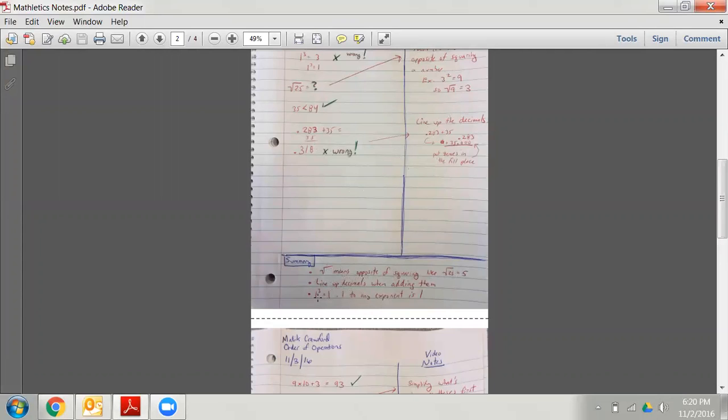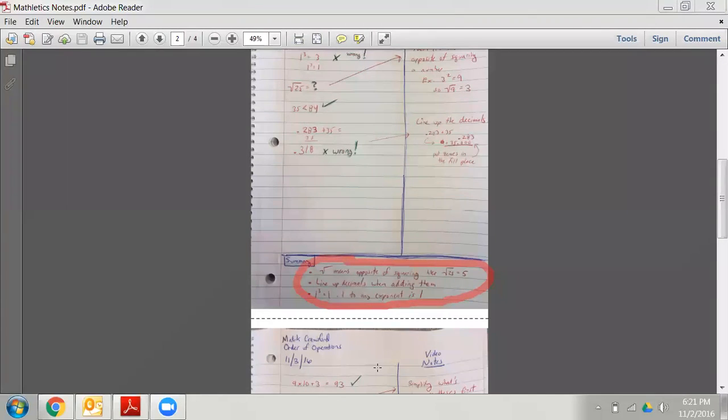And then he also caught his mistake of 1 to the third is equal to 1. 1 to any exponent is 1. It's very important that you write down and summarize your key takeaways, what you learned, because that's going to help you remember when you refer to these notes for the next set of problems.